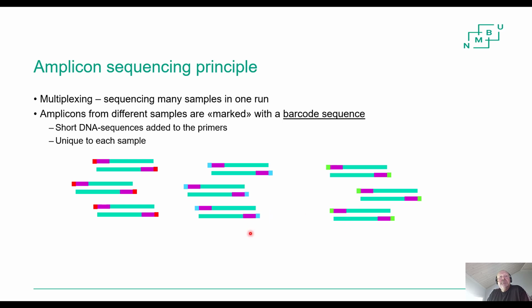So it means that after we have sequenced, these barcodes are also sequenced, and then we can see from which sample the reads originated. And we can sort them into samples again. That's demultiplexing then.